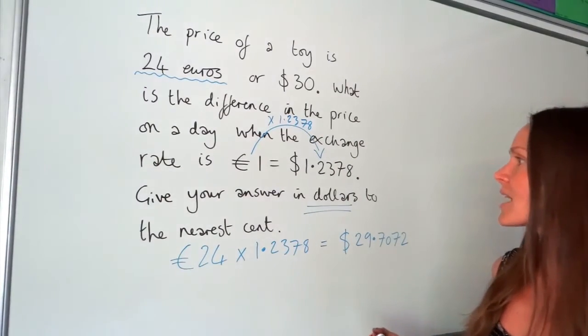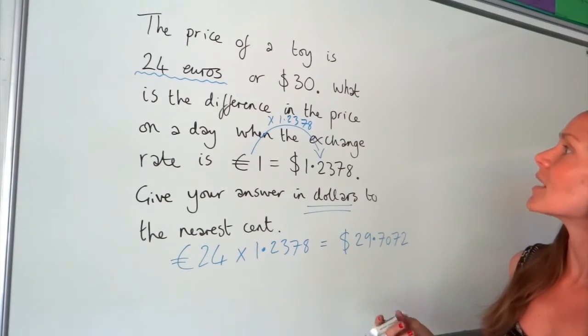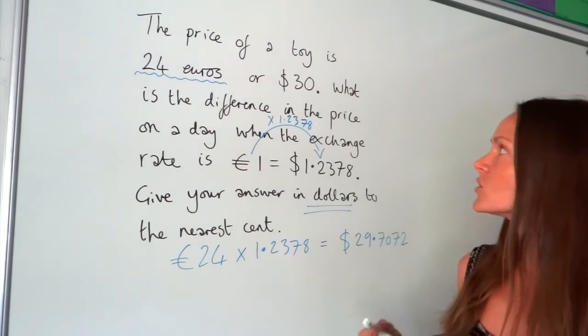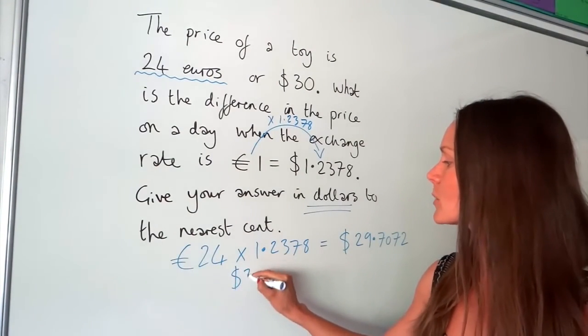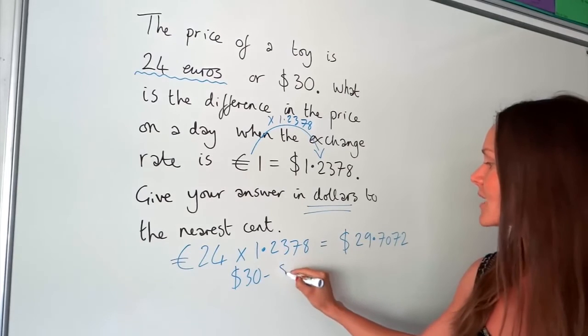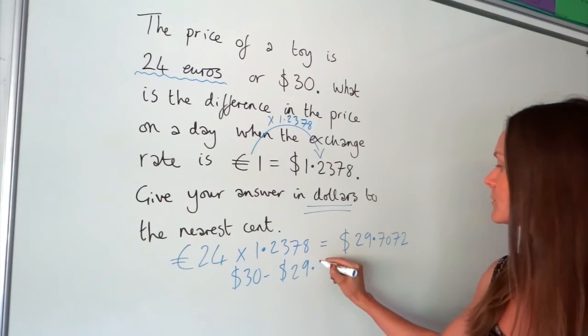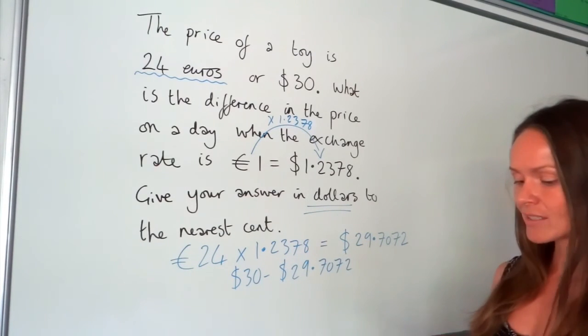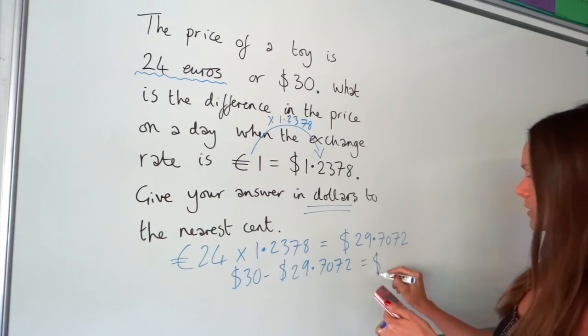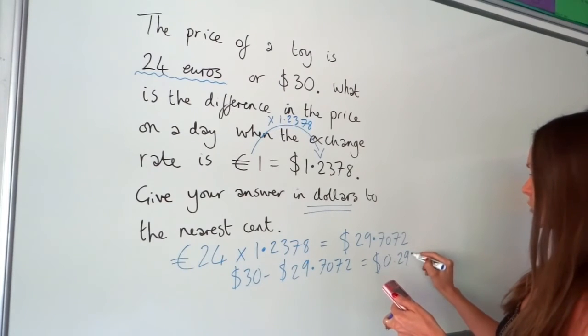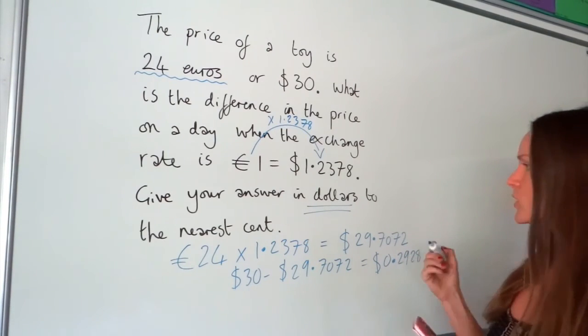So the question says, okay, what does it say? What's the difference in the price? So don't forget to find the difference. So we're going to subtract, so we're going to do 30 minus our answer that we've just worked out. Okay, so when I do that, I get 0.2928. Just be careful, because we haven't finished.